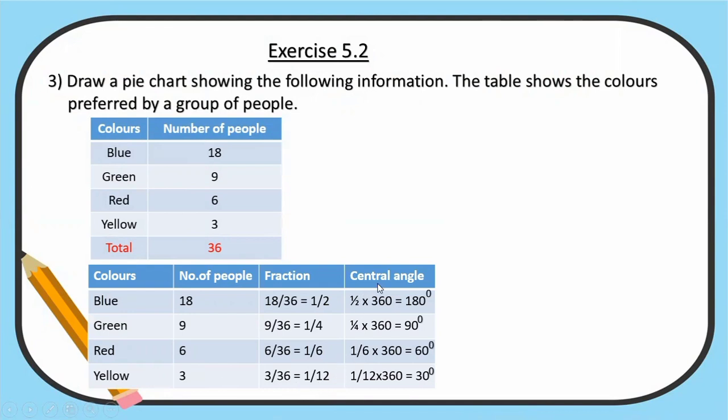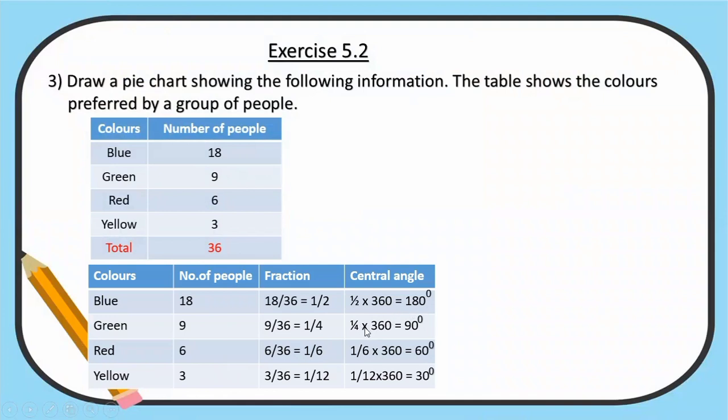Now we can find the central angle. How can we find the central angle? We discussed it already in the previous question. The total angle at the center of a circle is 360 degrees. So the central angle of the sectors will be a fraction of 360. So the first fraction is 1 by 2. So 1 by 2 into 360 is 180 degrees.